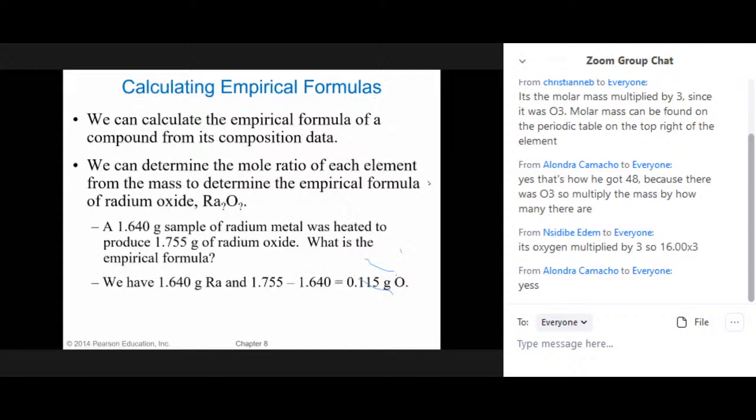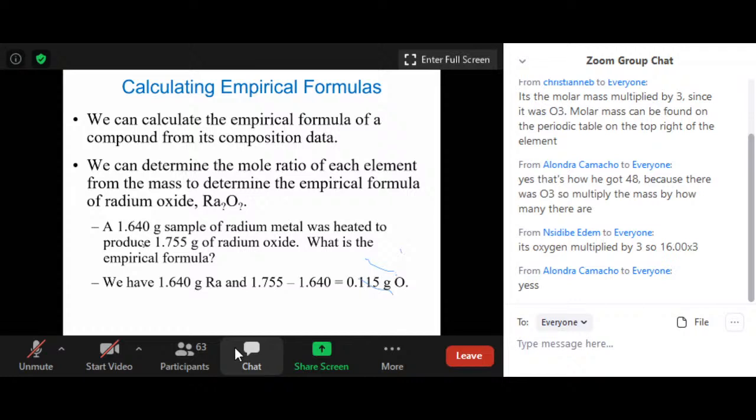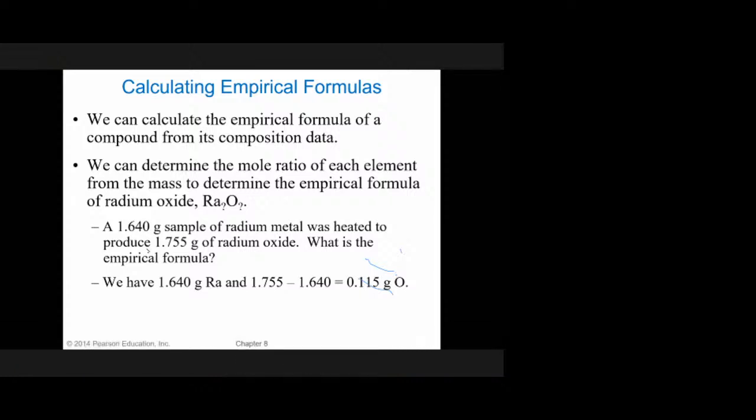We can calculate the empirical formula of a compound from its composition data. So now this is what we're going to do, so you better understand this. For instance, we can determine the mole ratio of each element from the mass to determine the empirical formula of radium oxide. See the question mark, meaning the subscript; we don't know the subscript. After we find the empirical formula, it will allow us to know what the subscripts really are. So here's an example. Let's follow this one for understanding.